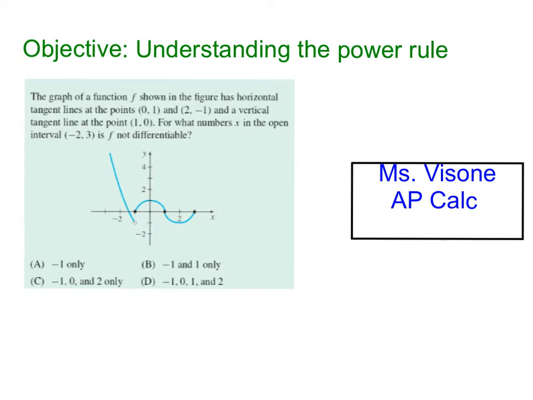The graph of the function f shown in the figure has horizontal tangents at 0, 1, 2, -1, and a vertical tangent line at 0. So here, that's -1. So right here we got a vertical. For what number x in the open interval is f not differentiable? So where is this not differentiable?